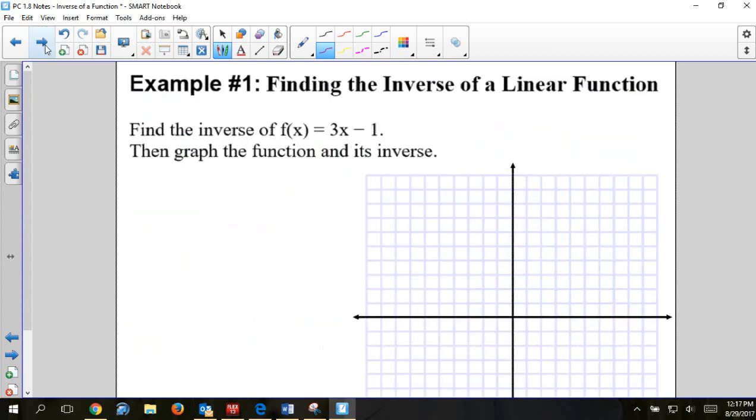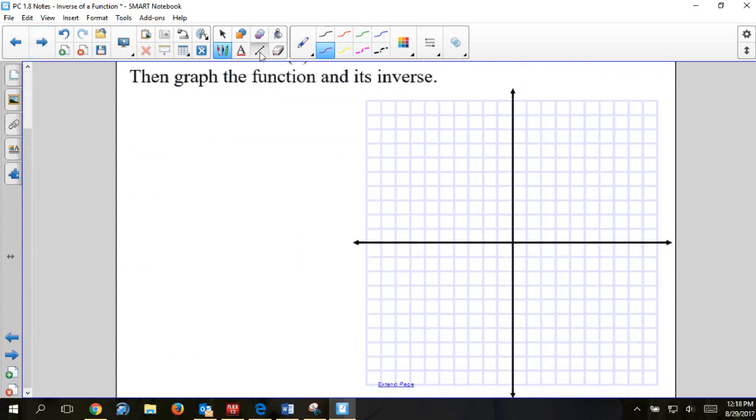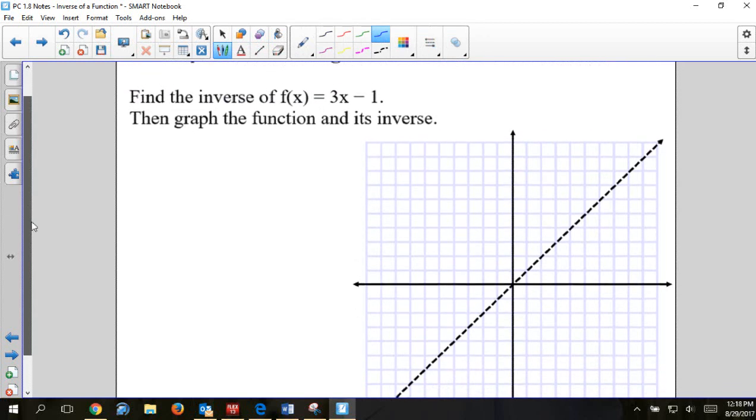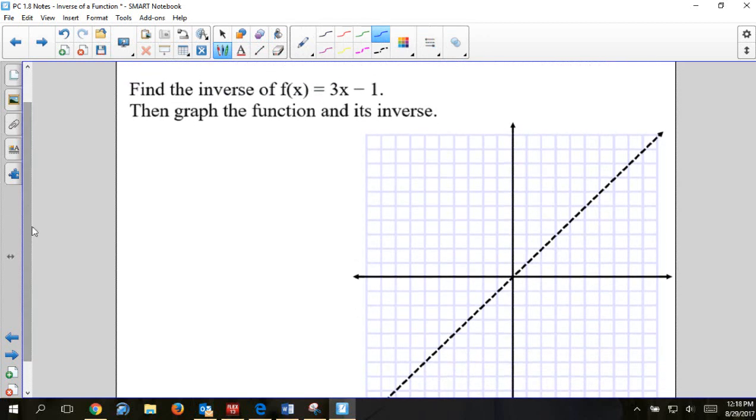So we're going to graph. I want you to go ahead and start by drawing that y equals x line. Go ahead and get that on your paper. And you're going to do that in your homework. You're going to first graph the y equals x line. And it says to first find the inverse and then graph it. And really, you can do it in either order. But that's the order I'll teach it in, but you really can do it in either order.